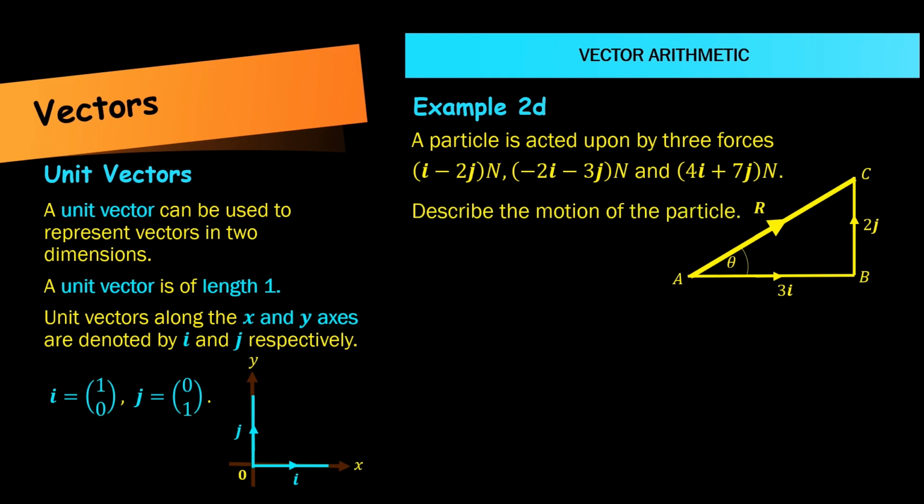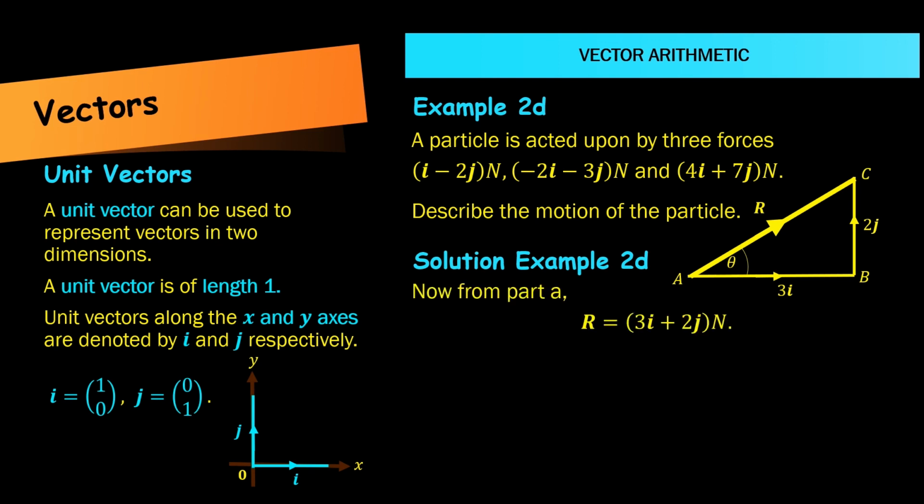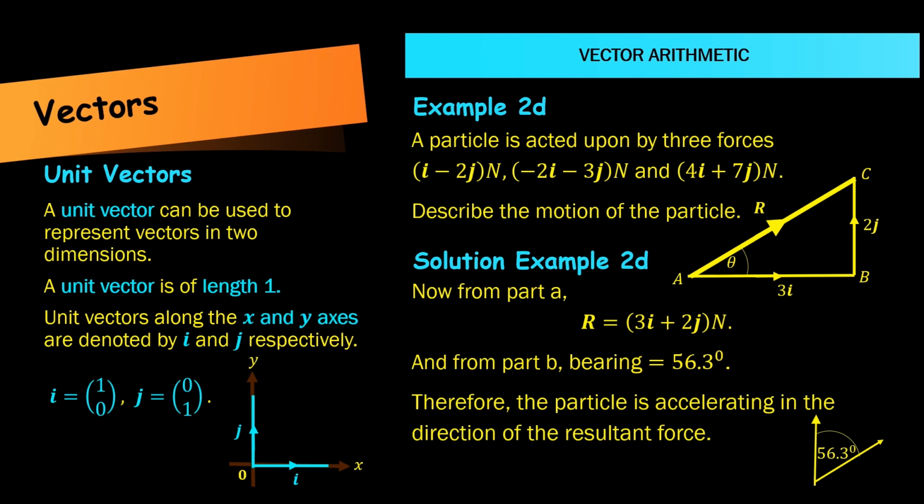And finally, for part d, we are asked to describe the motion of the particle. So let's solve this. From part a, we have the value of R, which is (3i + 2j) newtons. And from part c, we have that the bearing is equal to 56.3 degrees. Therefore, the particle is accelerating in the direction of the resultant force.